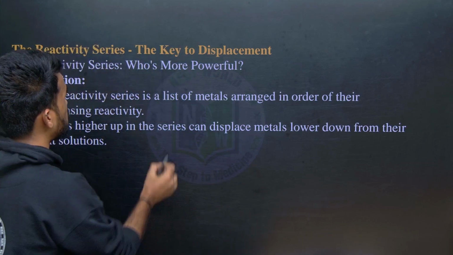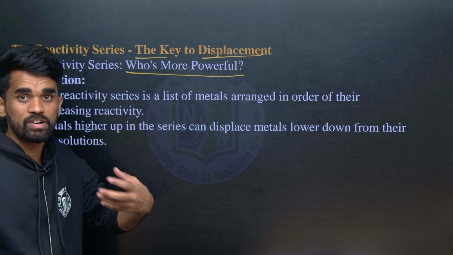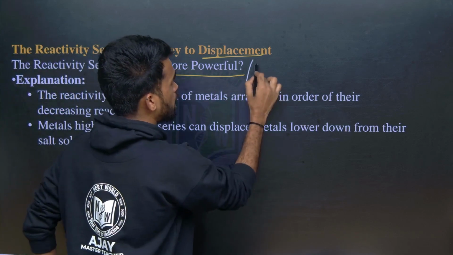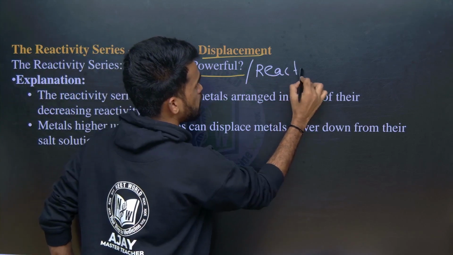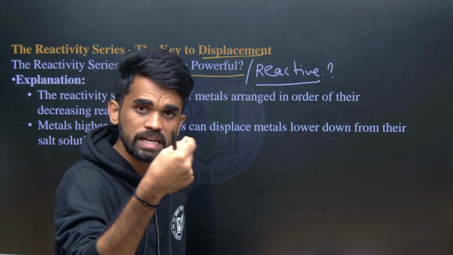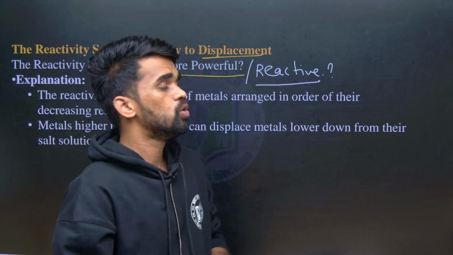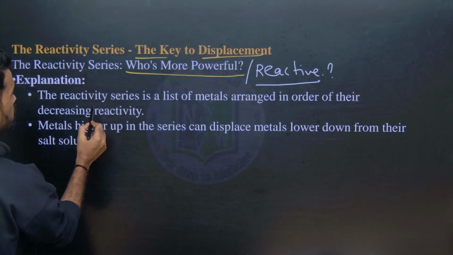Okay, so now we need to know the key points here. The key to displacement is what? Who is more powerful, or who is more reactive? This is the point we need to understand. This is the point we need to catch. Then we can easily decide whether this displacement reaction is possible or not, right? Okay. Now look here, the reactivity series.